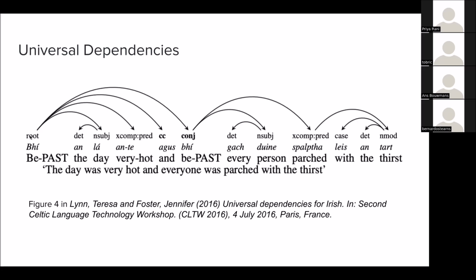So the root word here is the root verb of the sentence, and then there's a dependent which refers to the subject, the nominal subject of that verb. This determiner is a dependent of the nominal subject, and so on. So those corpora can be used to then train dependency parsers and taggers for Irish.